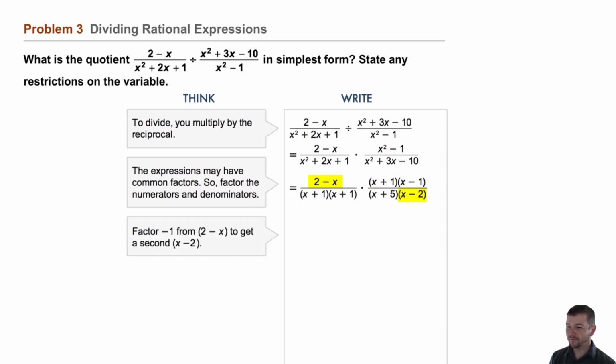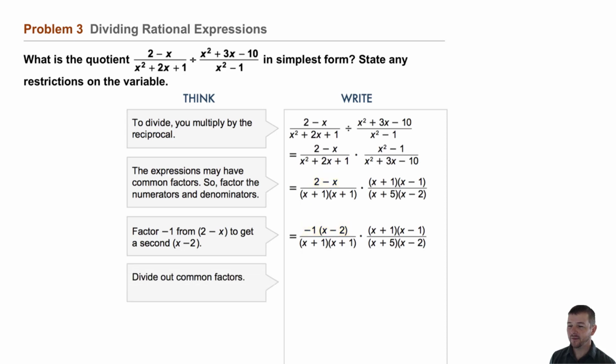Factor negative 1 from 2 minus x at the top left to get a second x minus 2 factor. And do that on the right, as you write: negative 1 times x minus 2 over x plus 1 times x plus 1, times x plus 1 times x minus 1 over x plus 5 times x minus 2.